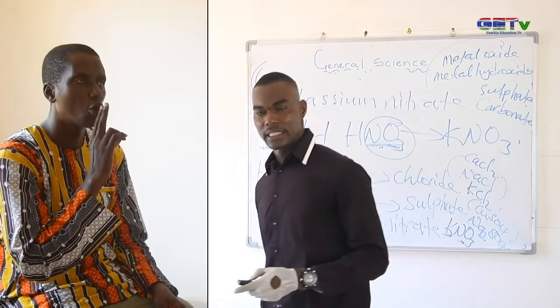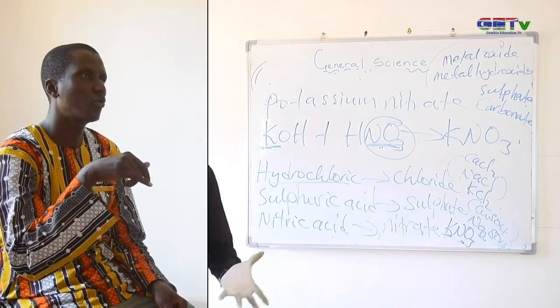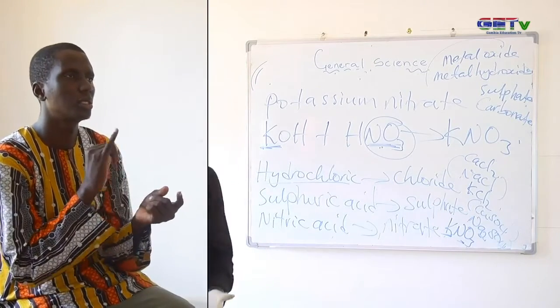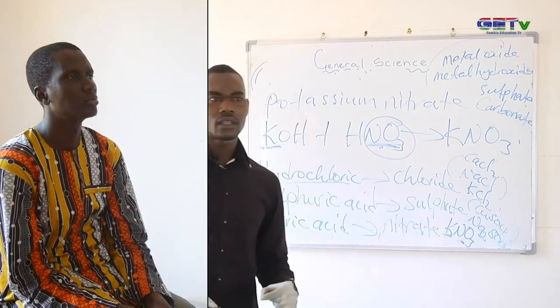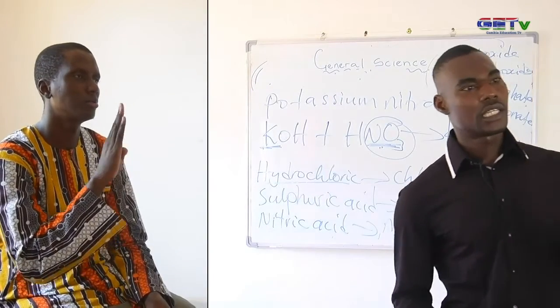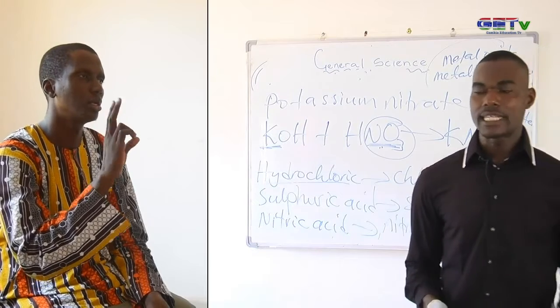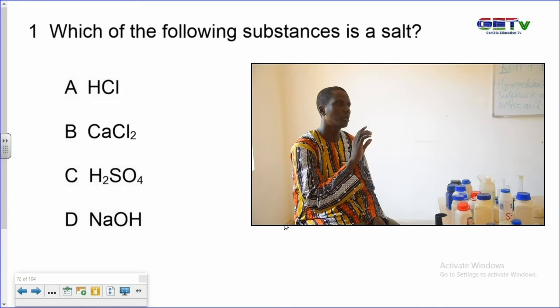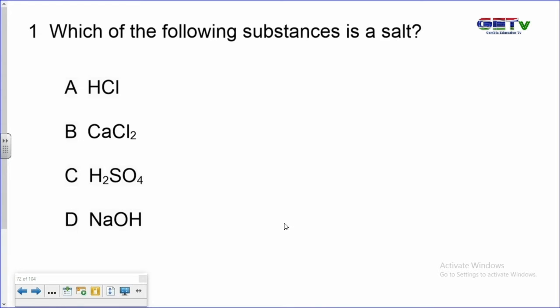So these are the questions. Let's look at them quickly, about acids and bases, likewise some aspects of salts. Number one, which of the following substances is a salt? The options given are A, hydrochloric acid, B, calcium chloride, C, sulfuric acid, and D, sodium hydroxide. What is the correct answer? It is option B. Calcium chloride is a salt.